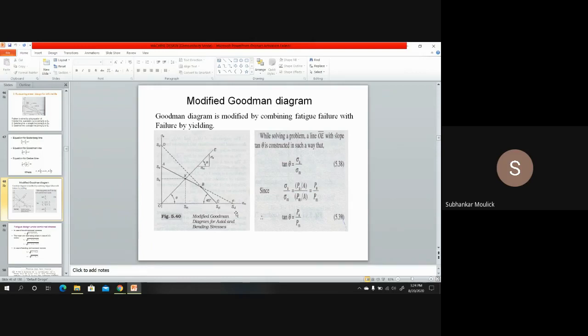Fine. You have to combine this line with the yield line. Yield line means the line which is joining yield strength on the x-axis to the yield strength on the y-axis. That means this dashed line. If you combine these two lines, the resultant area is your OABC, and this is your modified Goodman diagram.